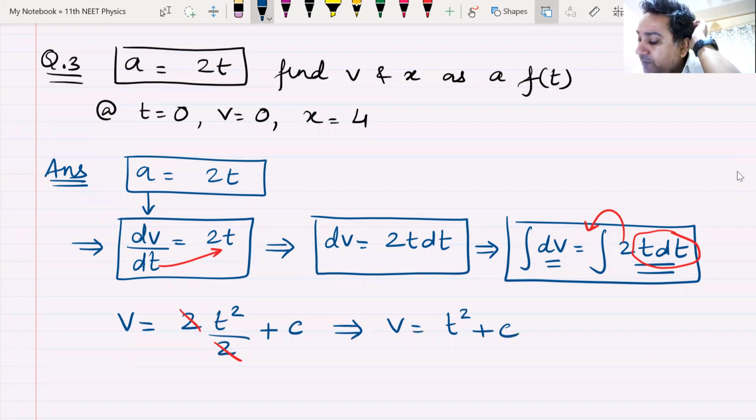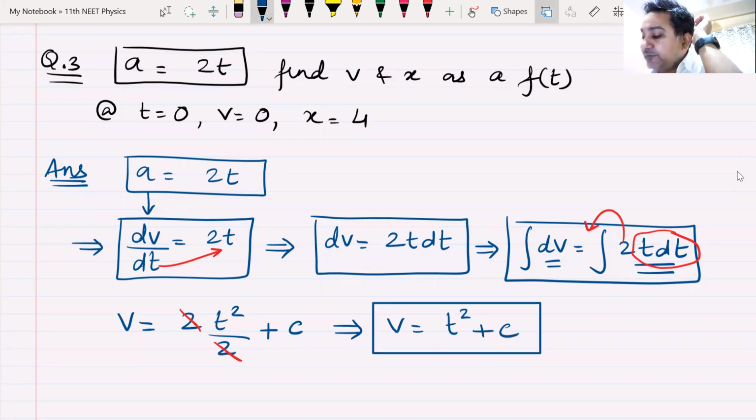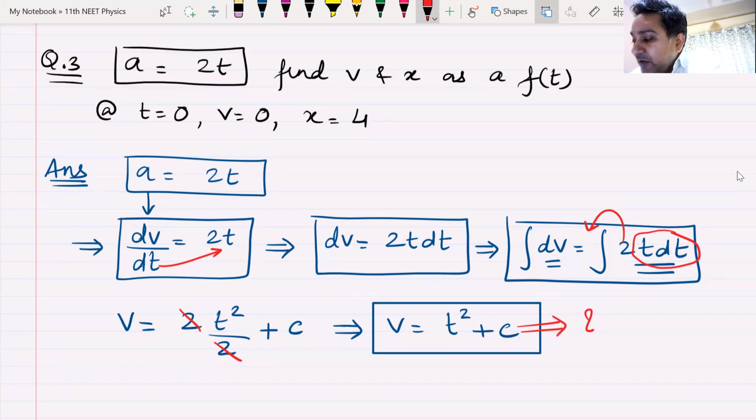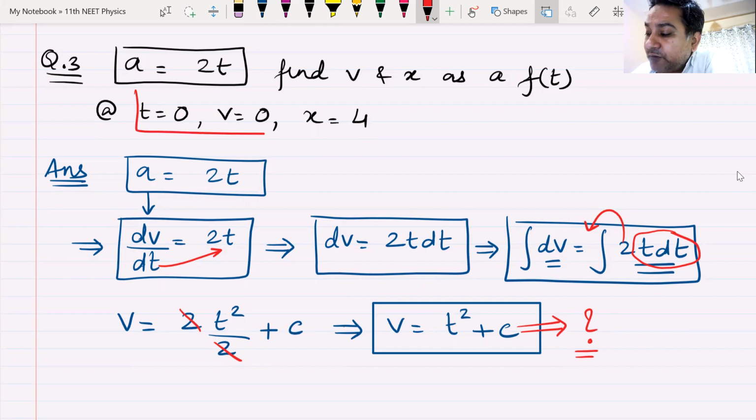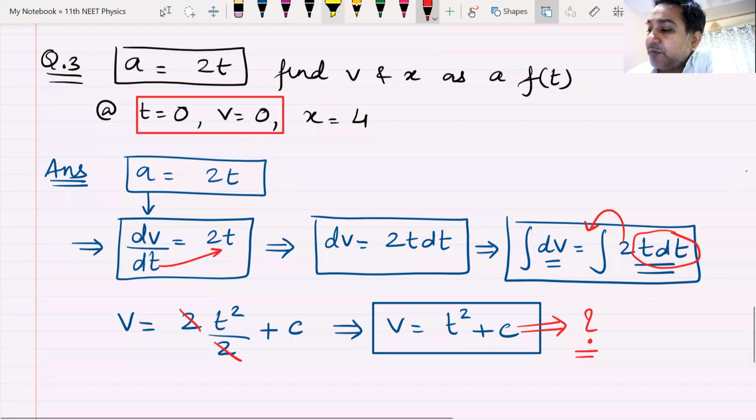But again, I have a problem here. I don't know the value of c. How will I get the value of c? C is a constant. How do I get the value of c? Anyone? I'll get the value of c from the data that is already given to me.